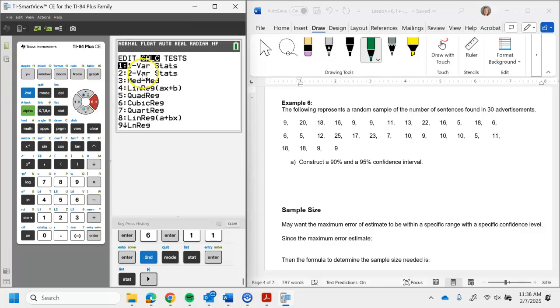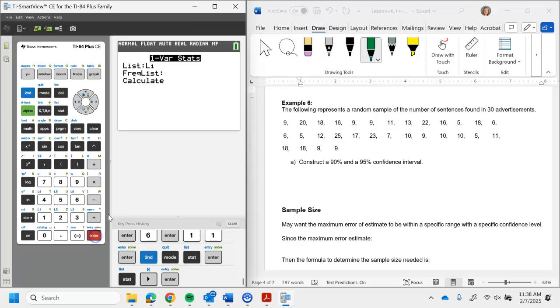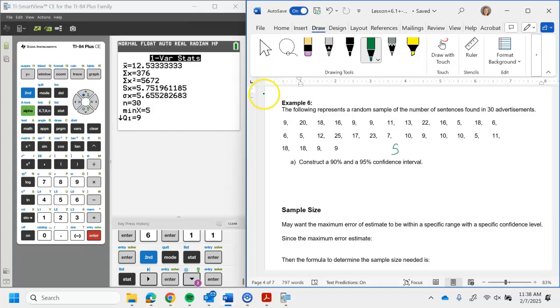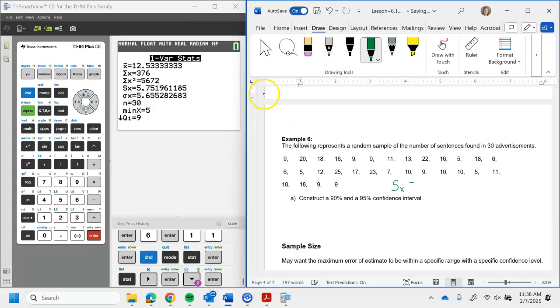Now, as we said before, when we go through and we use this, we need to know what our sample standard deviation is. So I'm going to run a one variable stat test on this list. Okay, and we're looking at our sample standard deviation. So you can see here where the S is for sample, our sample standard deviation is equal to 5.752.